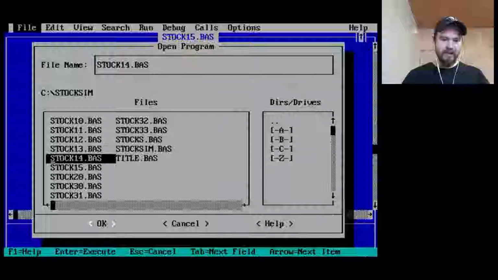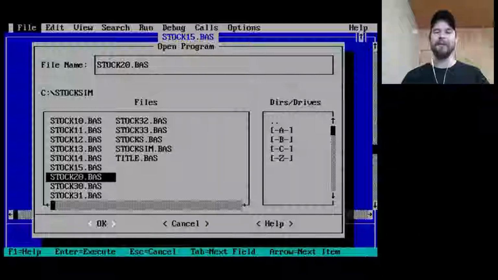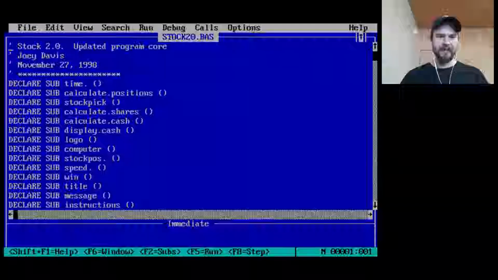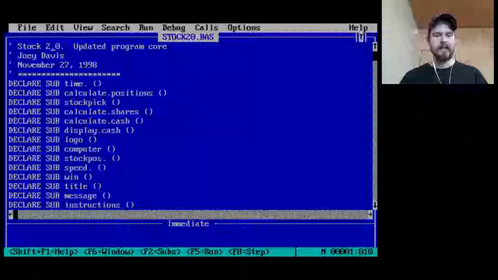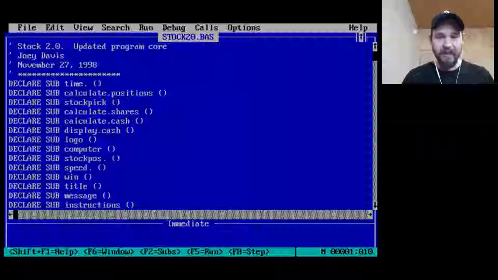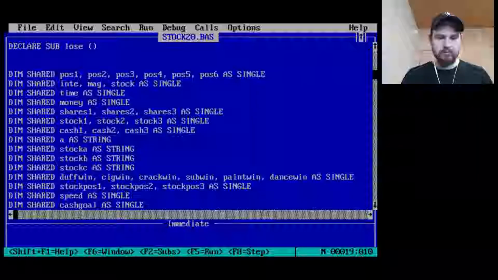So let's see what I did in Stock Simulator 2.0. Let us begin. Stock 2.0 updated program core, November 27, 1998. Interesting. I thought it was in December I learned arrays, but apparently it was the final days of November. Because you can be certain as soon as I learned arrays, I was throwing them into this program.